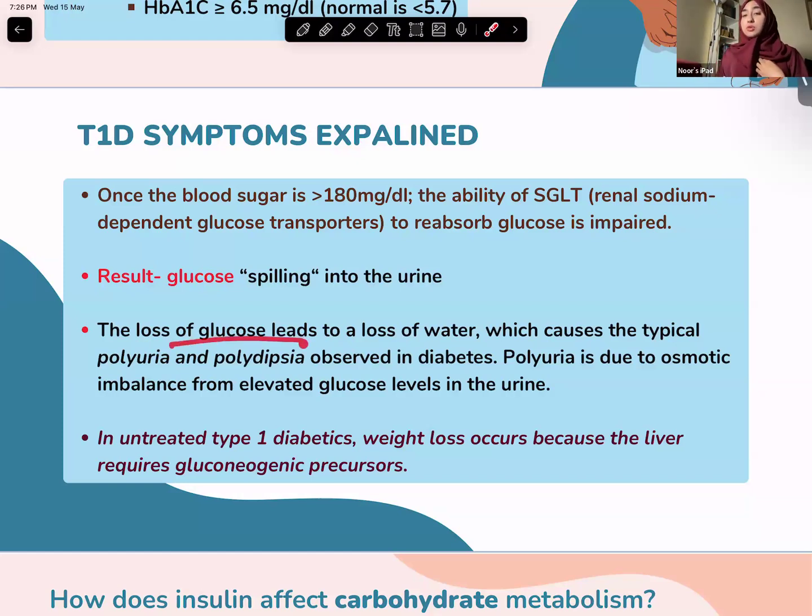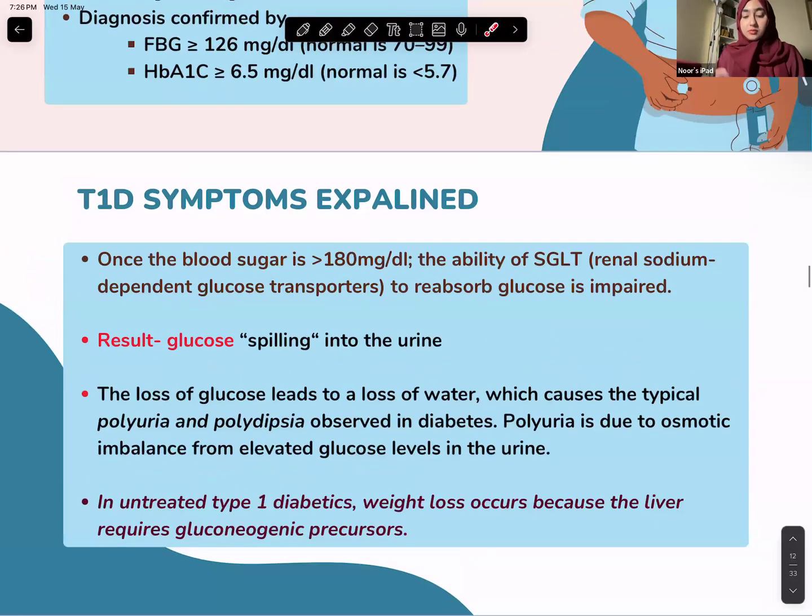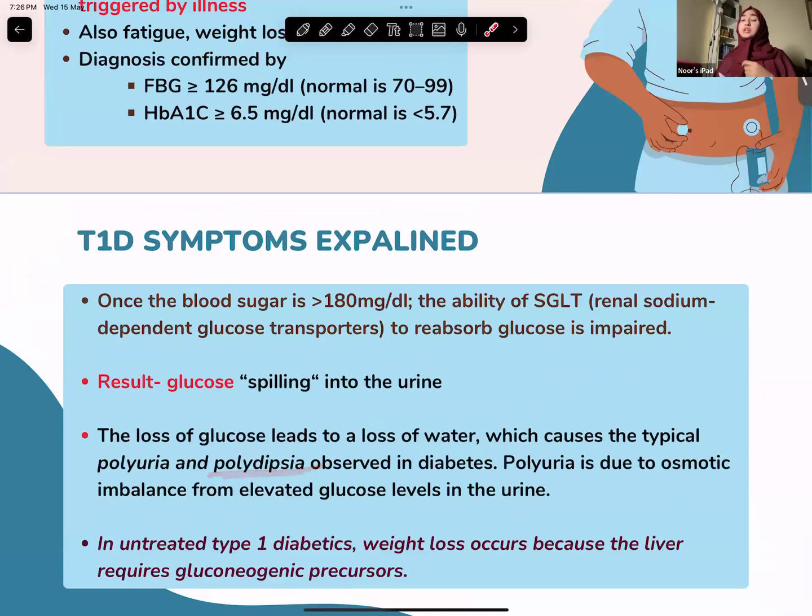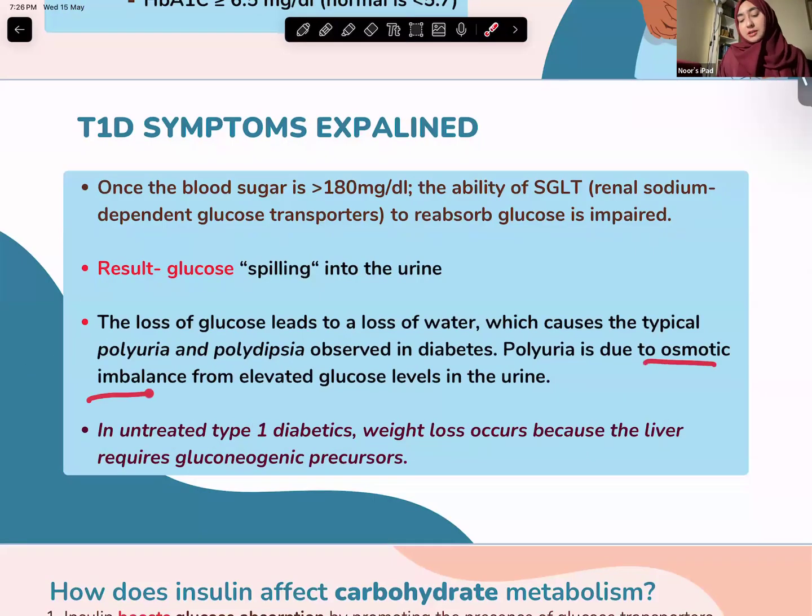Because glucose is an osmotic molecule and pulls water along, it causes the typical polyuria, which means excessive urination, and polydipsia. Because you're urinating more, you need to replace that water, so you will be more thirsty and will be drinking more water. So polyuria is due to osmotic imbalance from elevated glucose levels in the urine.